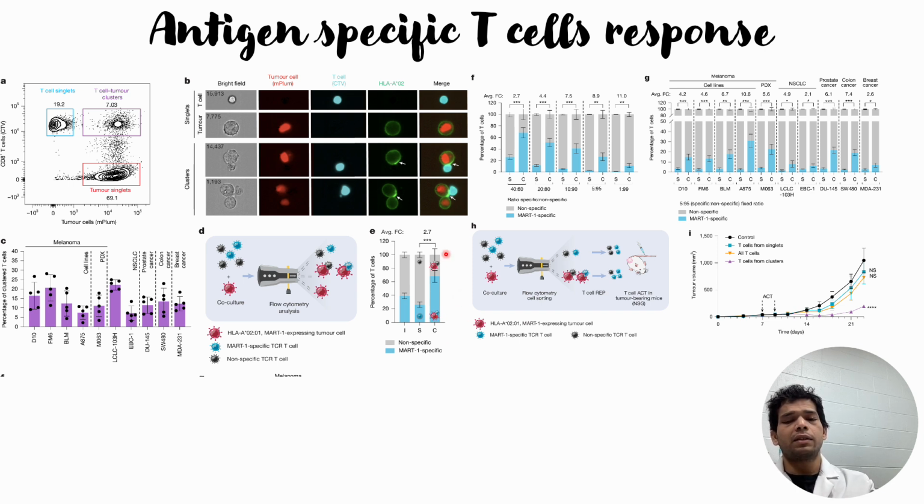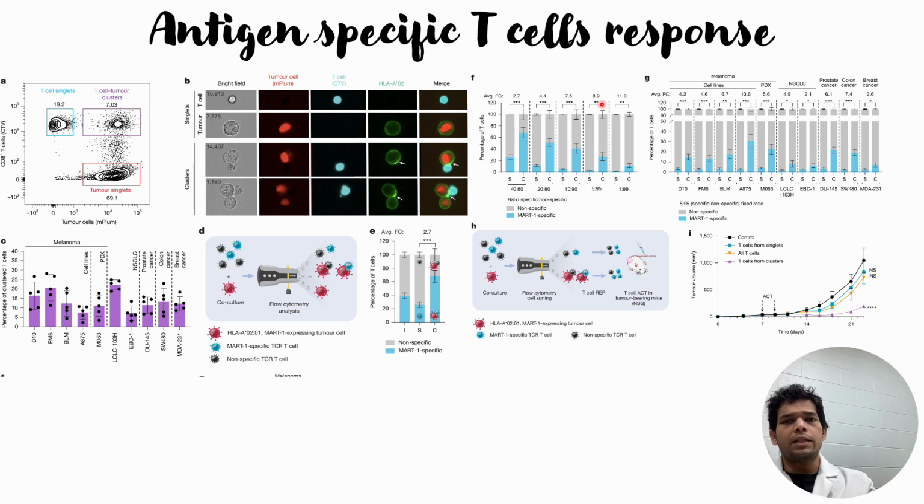Thereafter, they did these studies at different ratios of the specific and non-specific, and even at 1% of these specific T cells they are able to enhance the cluster formations of the specific T cells and the tumor cells. It can be seen in this panel F and the last row, where they use 1% of the specific T cells and 99% of the non-specific T cells.